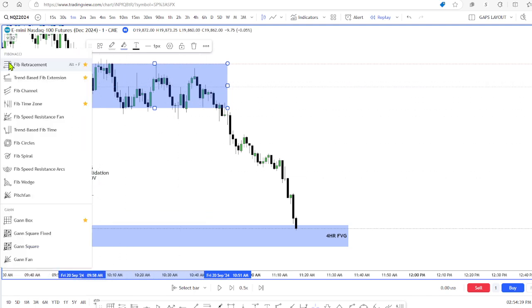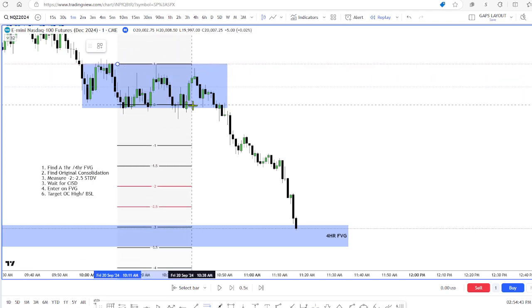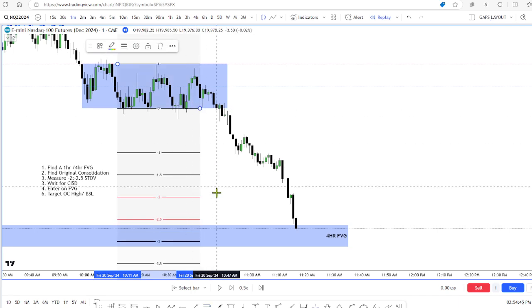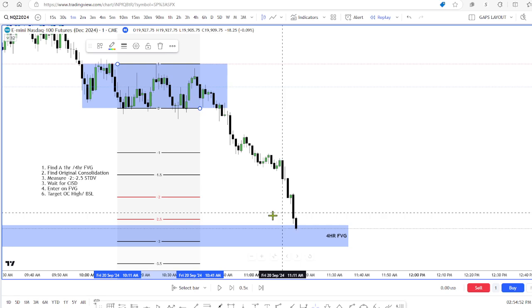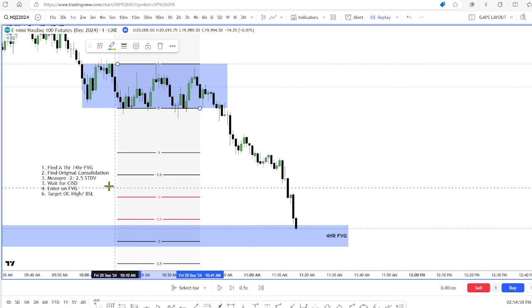We want to then measure from the high of this box down to the low and measure about -2 to 2.5 standard deviations. This will give you about your range, which lines up with just about this 4 hour fair value gap. Okay, so our next step, we want to wait for a change in the state of delivery.